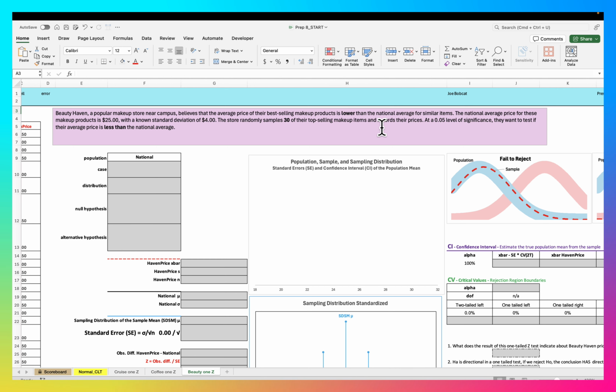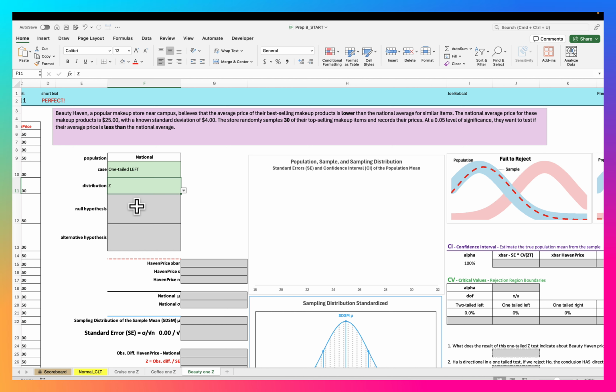The national average price for these makeup products is $25 with a known standard deviation of 4. The store randomly selects 30 of their top-selling makeup items and records their prices. At the 0.05 level of significance, they want to test if their average price is less than the national average. So what kind of test is it? It's one-tailed left, because we're looking to see if we're less than. If it was more than, then it would be one-tail right.